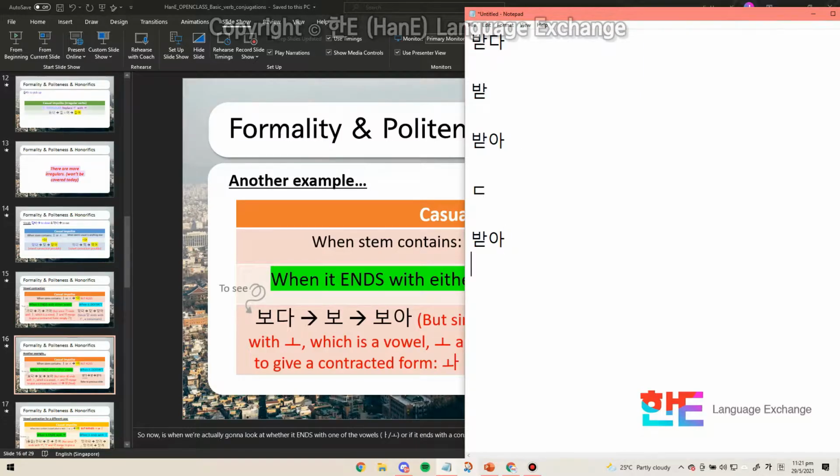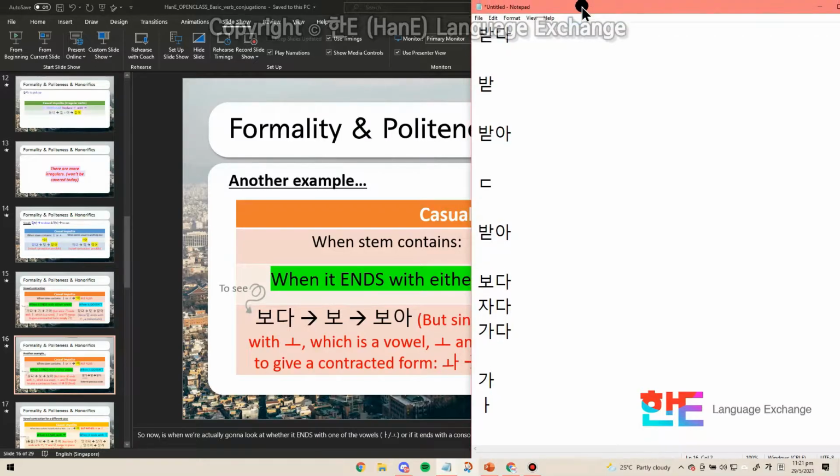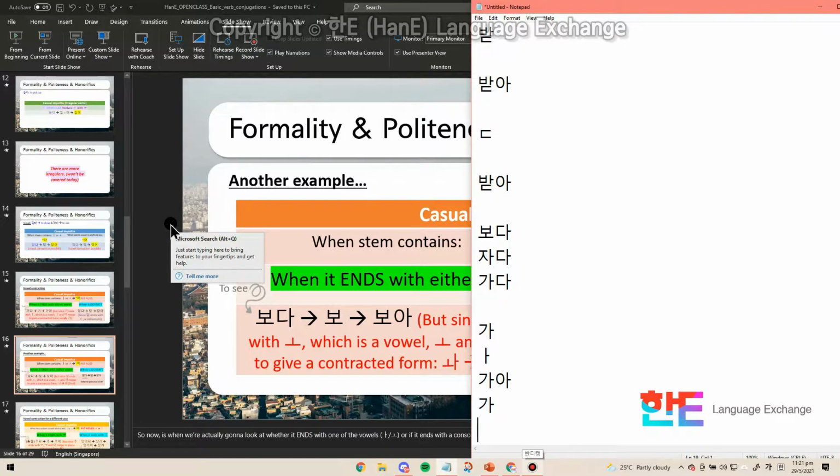But in a case where it does end with the vowel, for example, 보다, or even what other examples are there? Let me think. 가다 or 자다. All these are examples where the stem actually ends with one of the two vowels that we've talked about. So by removing ta, we get ka, and it doesn't have a consonant ending. It just ends with this. And because it ends with that, we're gonna do that, but we're also gonna merge them together to get ka, or cha in the other case.